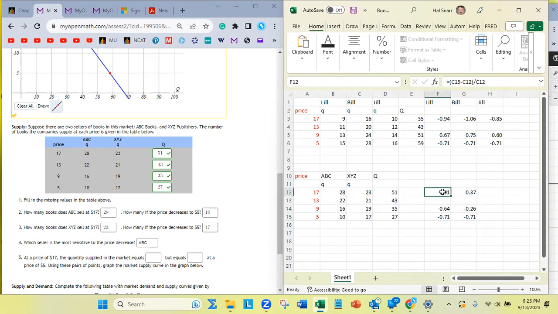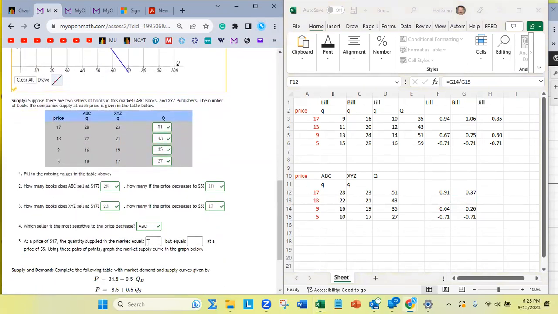And then the elasticity is just the ratio of these two numbers. And the bigger the elasticity, the more sensitive the company is to a price change. So we were correct. ABC is the most sensitive to price decrease.